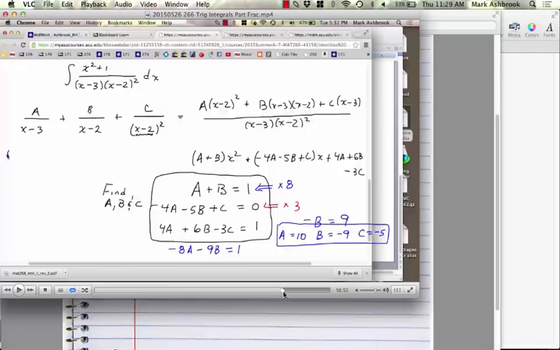Okay, let me start one more example, just so we see something different. Okay, so last one, 10 over x cubed plus 4x.